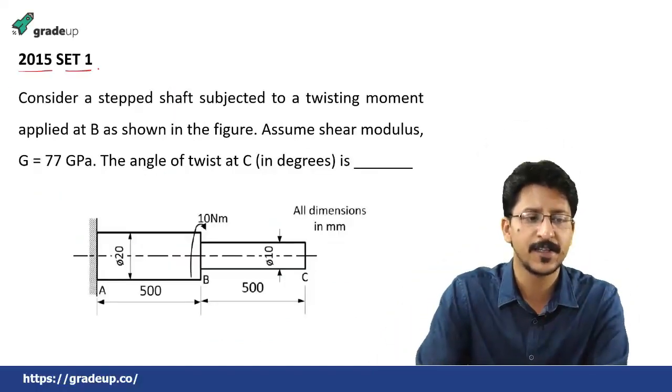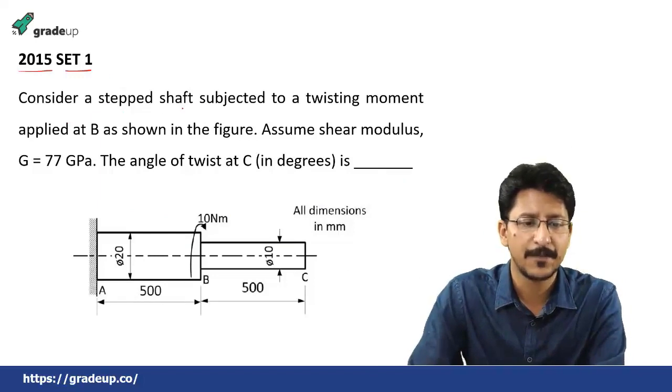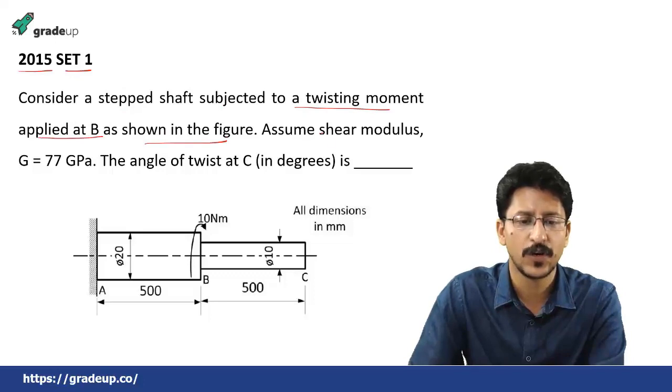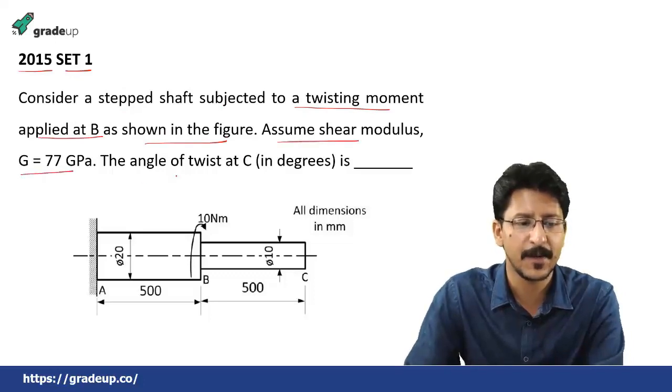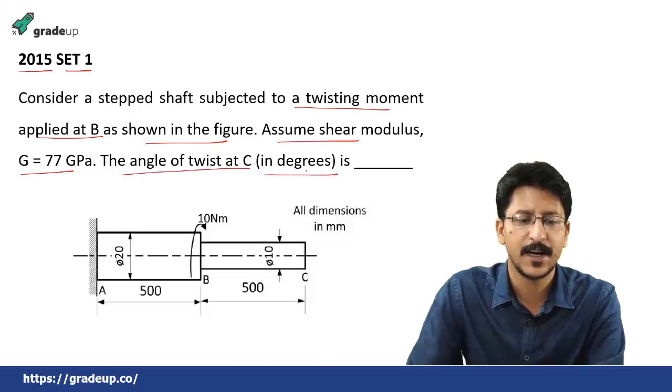The 2015 set 1. Consider a stepped shaft subjected to a twisting moment applied at B as shown in the figure. Assume the shear modulus G as 77 gigapascal. The angle of twist at C in degrees is.